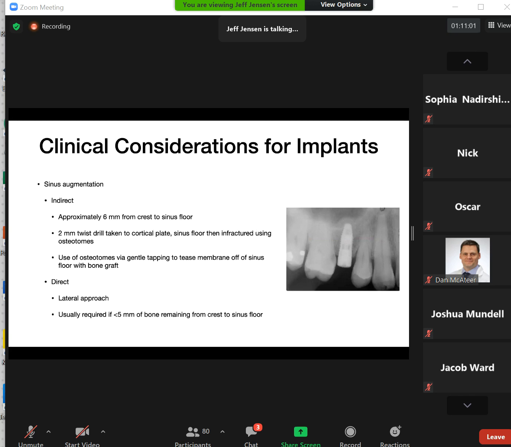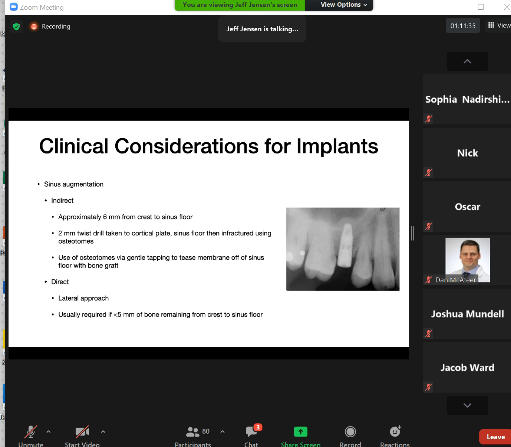So sinus. Sometimes the maxillary sinus is encroaching on the space where we want to place our implant. We have to augment that. So typically, in a lot of cases, we can do what's called an indirect sinus lift. And that is done at the time we place the implant. So in most cases, we have enough residual bone to place the implant and get a good torque, but we still have a few millimeters into the sinus.